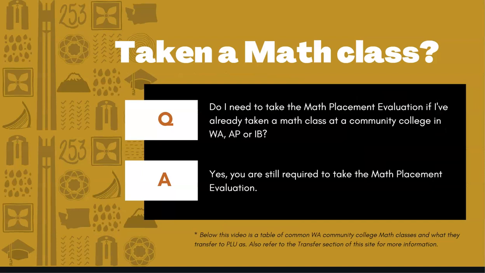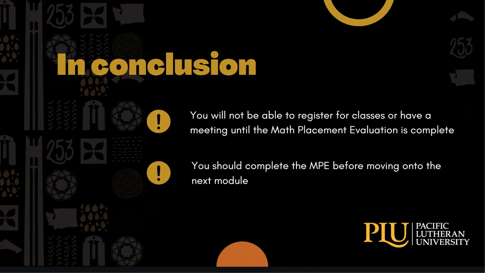If you are transferring in math credit, then you still need to take the math placement evaluation. All students are required to take the MPE. Remember, you won't be able to register for fall classes until you take the math placement evaluation. We recommend stopping here and taking your MPE before continuing to the next module.